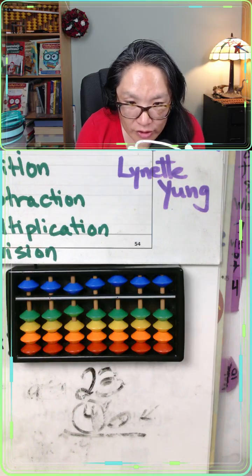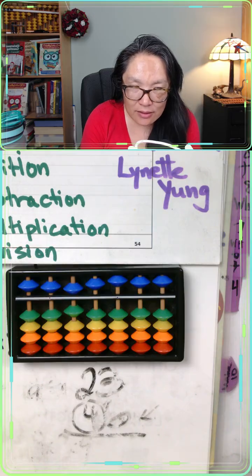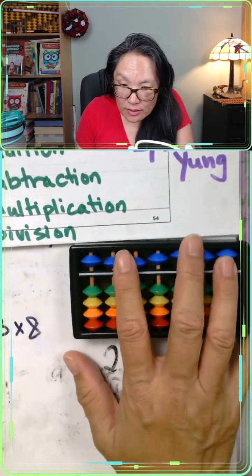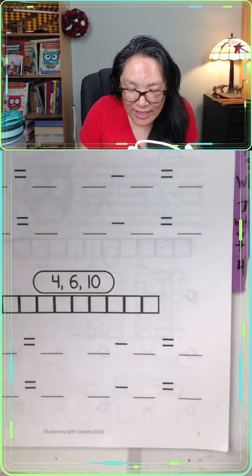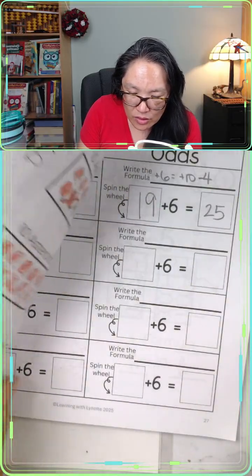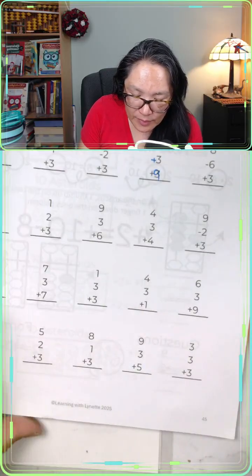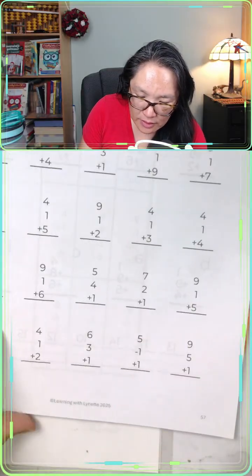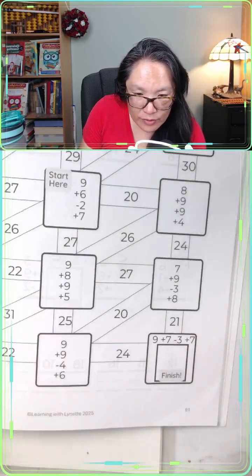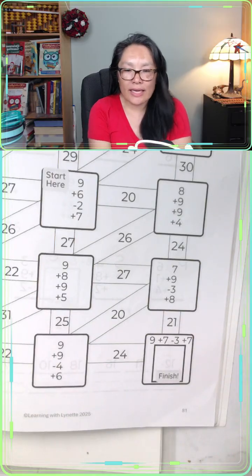Oh, here's a question. What kind of activities would you like to see? I was going to do puzzles. I can't do the spinner. What else? Maybe I'll do puzzles and more mazes. I'm going to do more mazes. Can't get enough mazes.